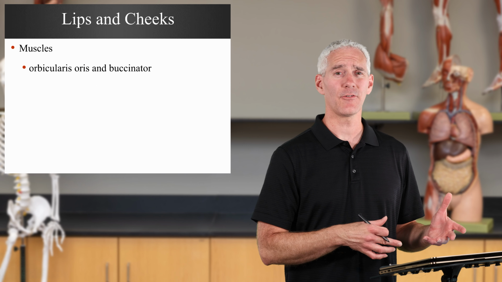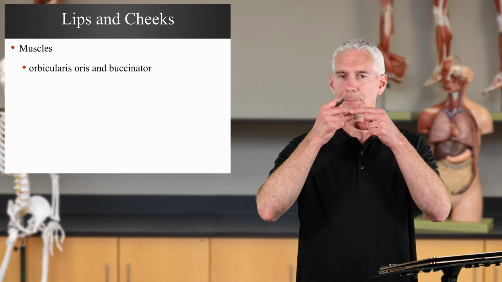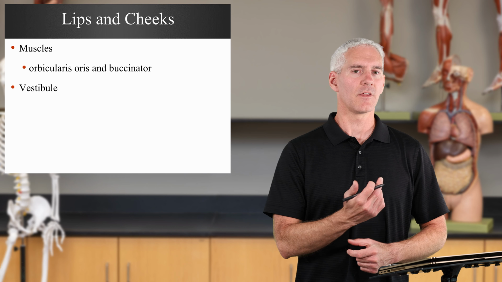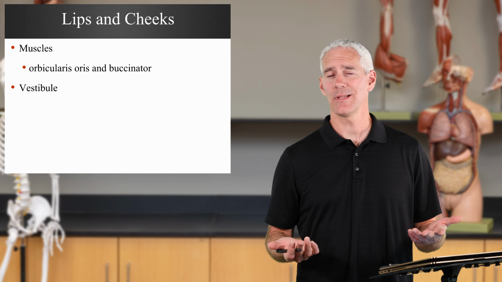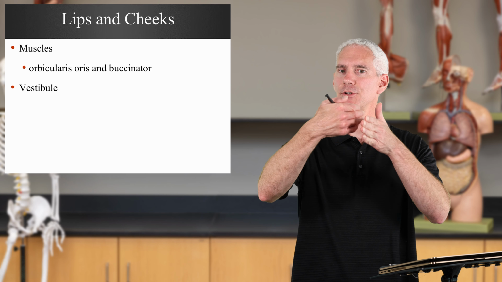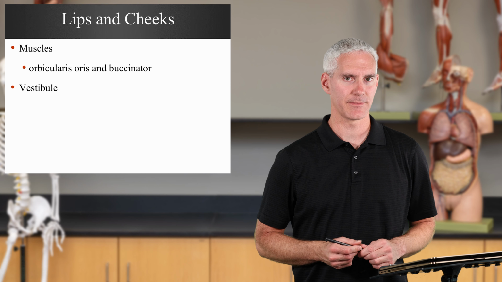Muscles. Hopefully this rings a bell from AP1, orbicularis oris, and the buccinator, helping to control your lips and your cheeks. The vestibule. Vestibule is just an entryway. It's the space between your lips and your teeth. Now there's not a lot in there, but that little space is the vestibule.